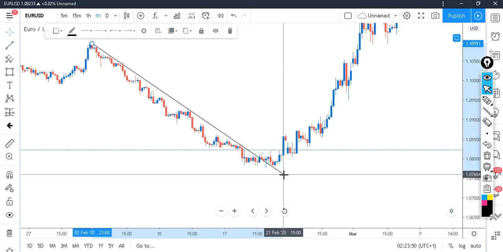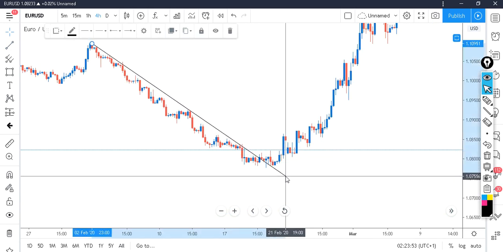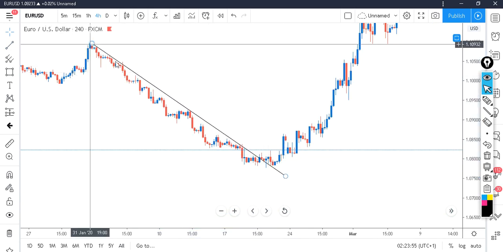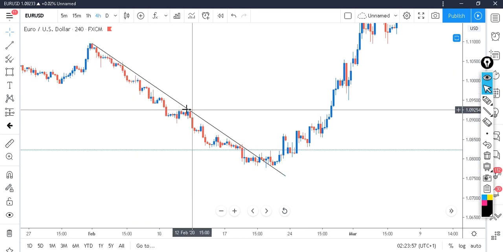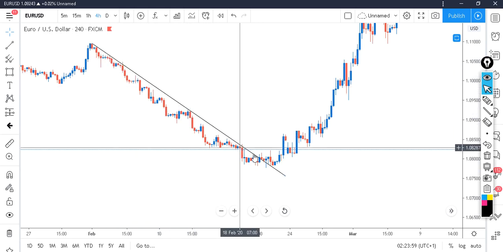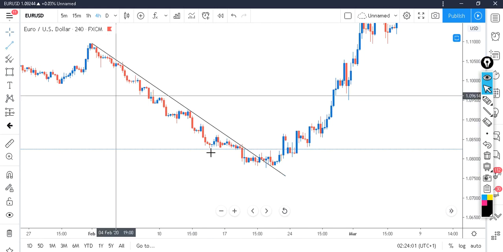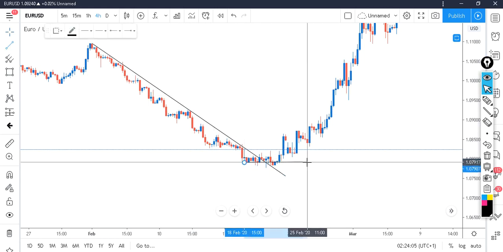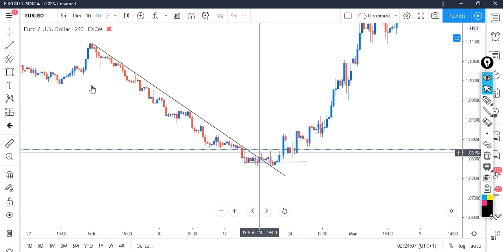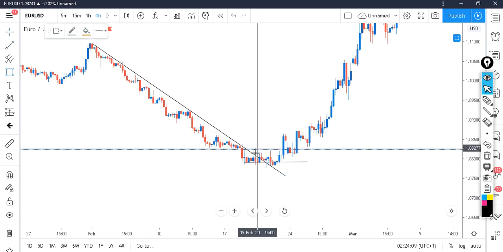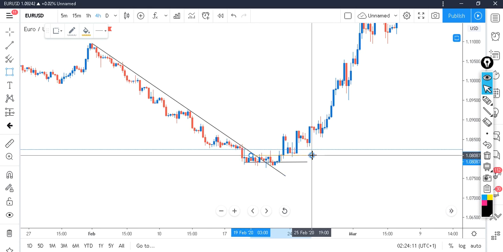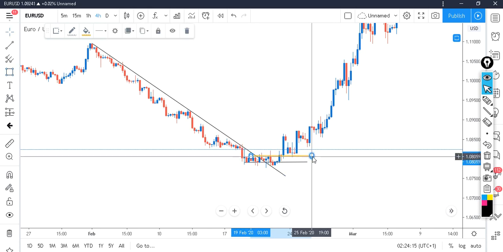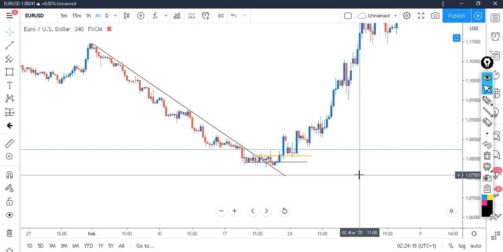Just going to extend that. All right. We had a rejection. Market came to meet it again. Came to meet it again. Then we had support. The market could not break support. Market went back up, broke above resistance. Remember, keep this at the back of your mind. It's a zone. It's not just lines. A zone is an area where the market respects.